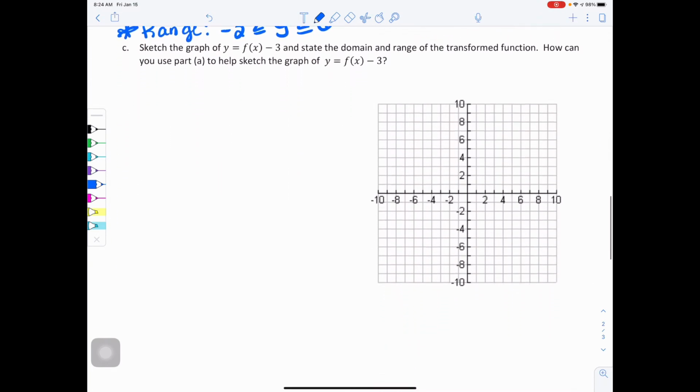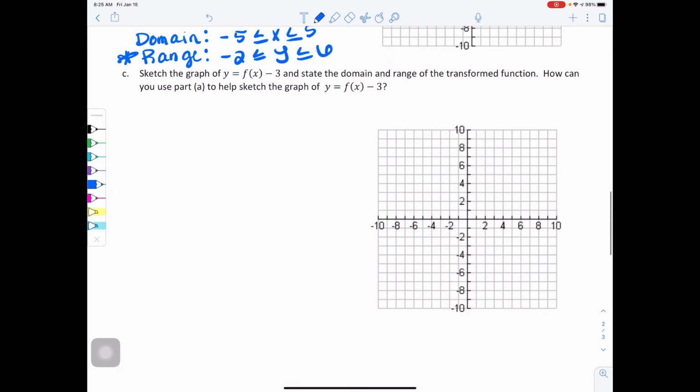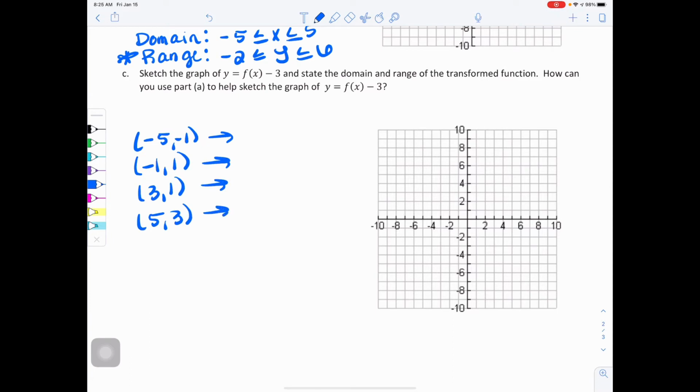In part C, it says sketch the graph of y equals f of x minus 3 and state the domain and range of the transform function. How can you use part A to help sketch the graph of y equals f of x minus 3? So again, the way we're going to use part A is to use the critical points. So I will write those down again, -5, -1, -1, 1, 3, 1, and 5, 3. We'll create arrows here so that we can make the changes.